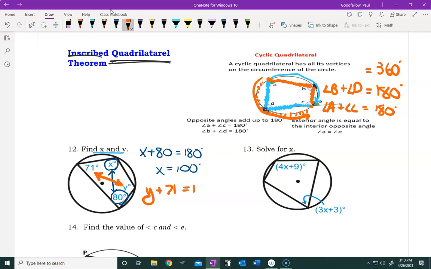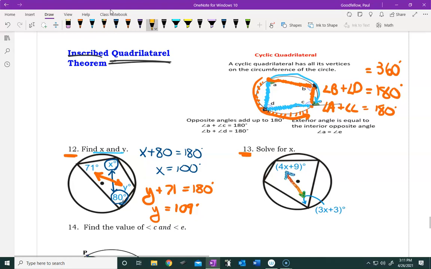So y plus 71 is equal to 180, and if I subtract that guy, y would equal 109 degrees. There you go. And now you found all those individual values. Now, that one was really done easily because it's got just numbers. But in 13, it's got some equivalences based on algebra. Well, again, the same rule applies.